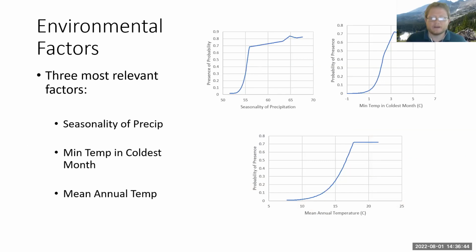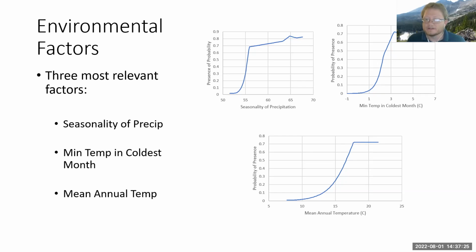The leading environmental factors in this model, or the environmental factors that had the greatest effect on the probability of bufflegrass, were the variation in precipitation between seasons, the minimum temperature in the coldest month, and the mean annual temperature. This was also a really good thing to see, as in a lot of the literature and the background knowledge of bufflegrass, it's not a freeze-tolerant plant. So seeing that minimum temperature in the coldest month was one of the leading factors limiting its distribution showed that this model is doing a really good job of mirroring what we see in the real world.